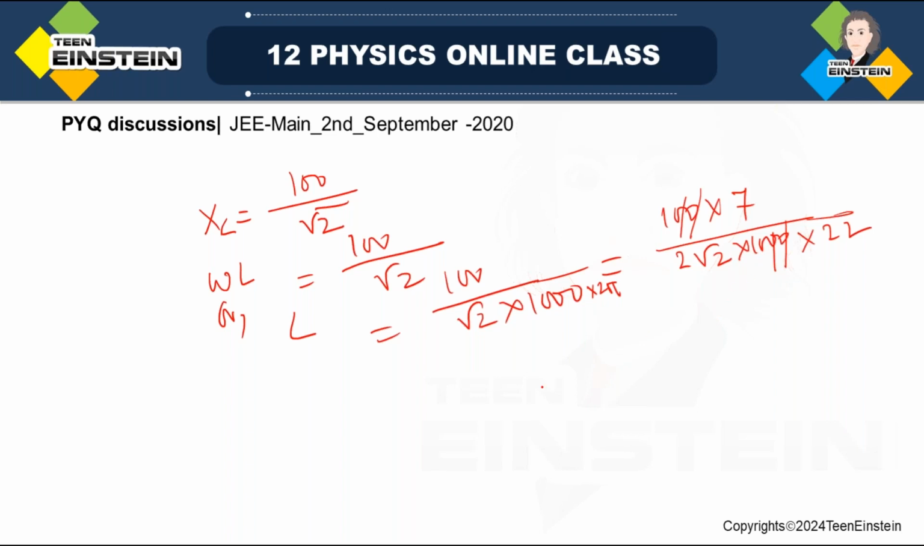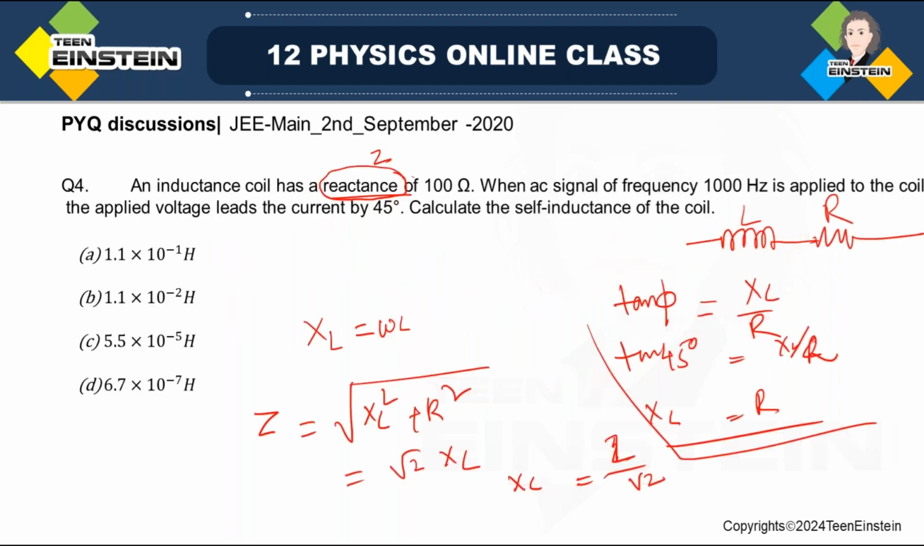So I think I am not going to do the whole calculation. Rest of the things are all right. From this calculation, this will be nearly 1.12 into 10 to the minus 2 Henry. Okay, so this will be the answer. Option B will be the answer.